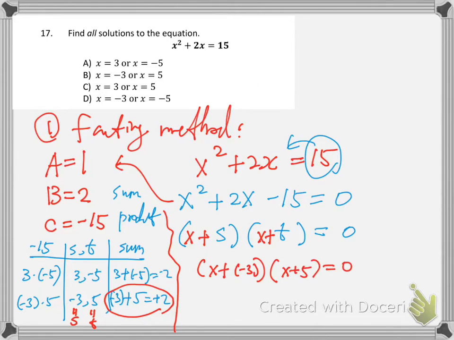So now we need something called the zero product property. So the product is 0 means each of them equals 0. So the first one is equal to 0, or the other one equal to 0. So x plus negative 3 is 0, so x is 3. X plus 5 is 0, x is negative 5. Okay, so this is the first method, factoring method. So what's the answer? 3, negative 5. So A is the right answer.